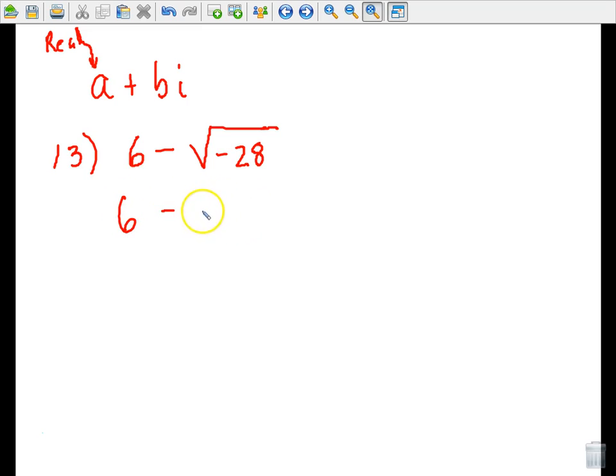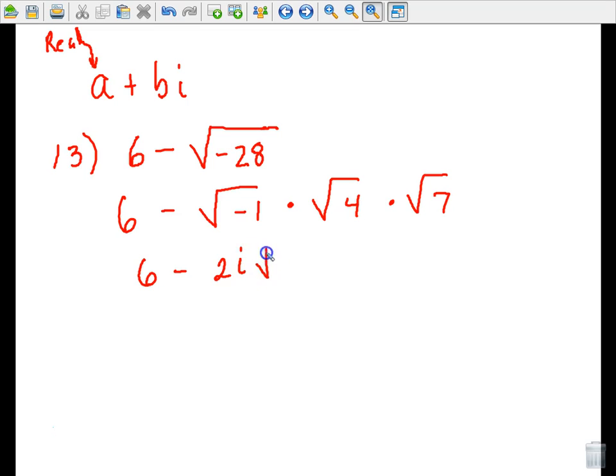Would it be 6 minus, I guess it'd be the square root of -1 times the square root of 4? Good. And square root of 7. Awesome. Okay, I'll stay with you. You're doing so well. How would you simplify that? Would it be 6 minus again, since 4 is a perfect square, 2i times the square root of 7. Okay, very good. And it's in this form. The real number part of this complex number is the 6. And then the imaginary part, in this case, it's represented as bi, always follows. And so we're good. That's our final answer.